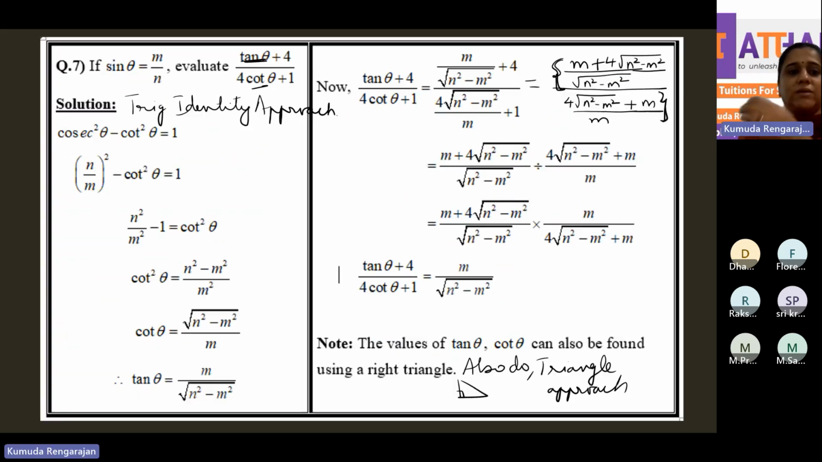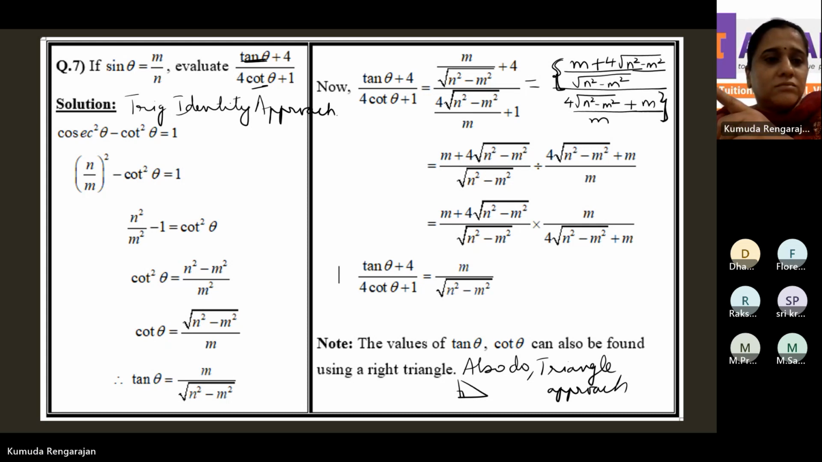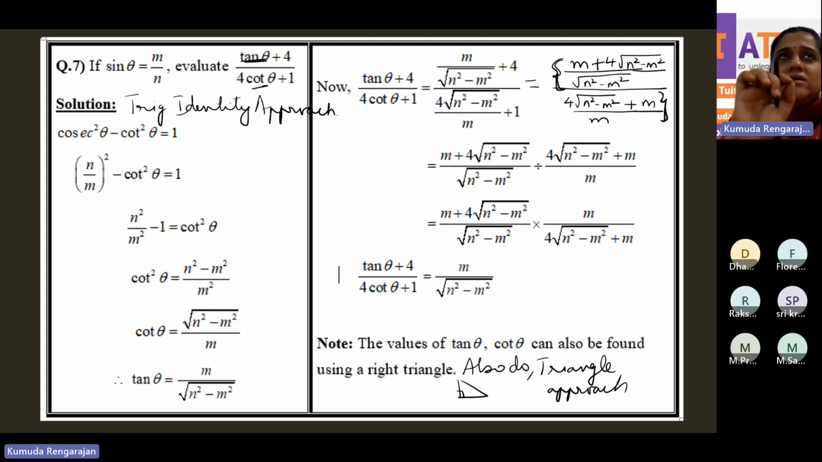Now method 3 we cannot apply here. Method 3 we cannot apply because, yeah. Cot theta is equal to cos theta by sin theta. Yes. So how will you? No, 1 minute. Cot theta is equal to cos theta by sin theta. Okay, we have sin theta.